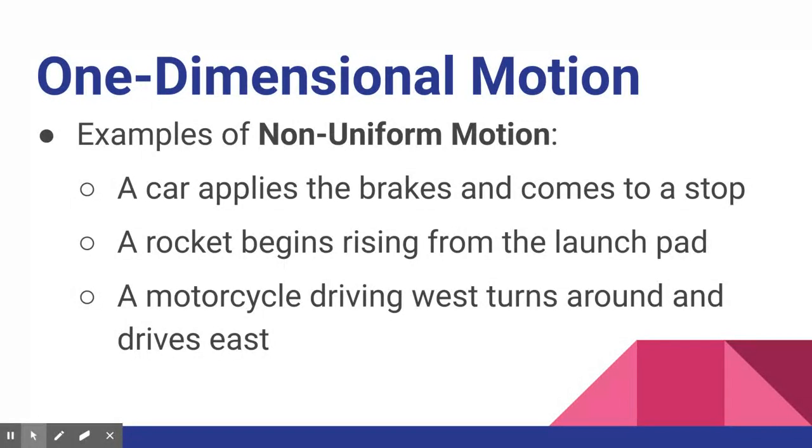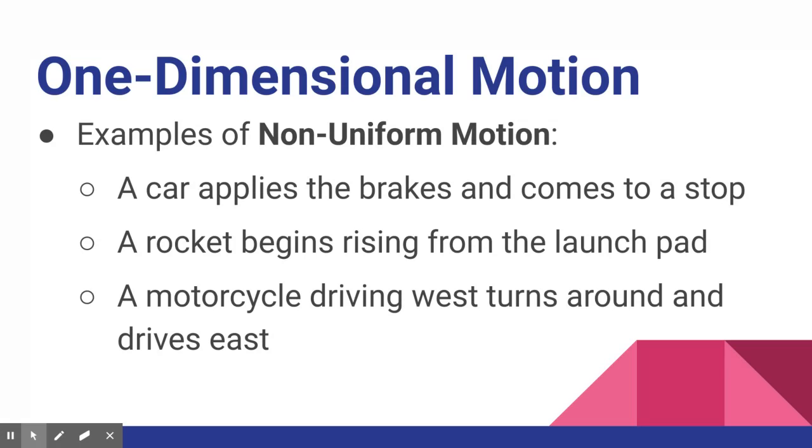As an example here, a car applies the brakes and comes to a stop. Whatever speed they were traveling at, they're hitting the brakes, they're coming to a stop, and now they're not moving at all. So there was a change in motion, a change in speed. Or a rocket that starts at rest, at 0 meters per second, the opposite of the first one. A rocket begins rising from a launch pad. So it's going from rest to moving. Okay, so there's a change in speed.